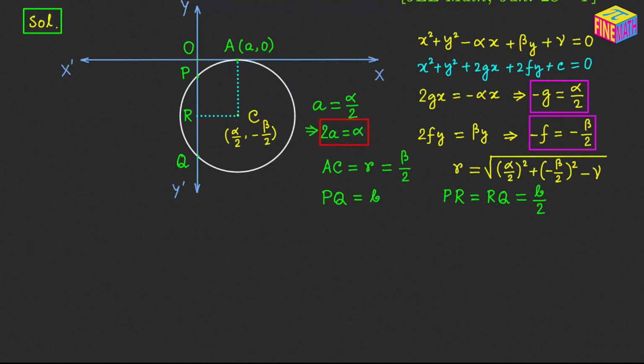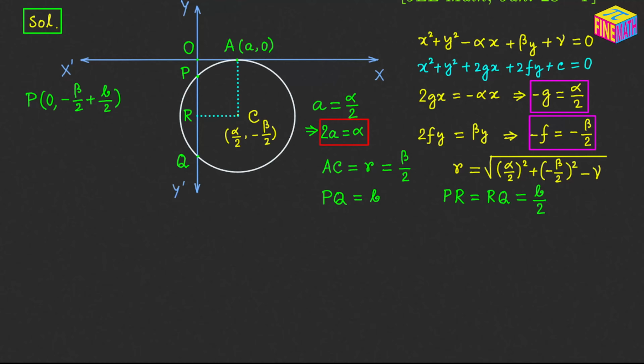So what would be the coordinates of P? Well, P's coordinates can be written like this. Its x-coordinate would obviously be 0 because P lies on the y-axis, and its y-coordinate will be whatever is the length of OR plus RP. That algebraic sum will give us the y-coordinate of P.